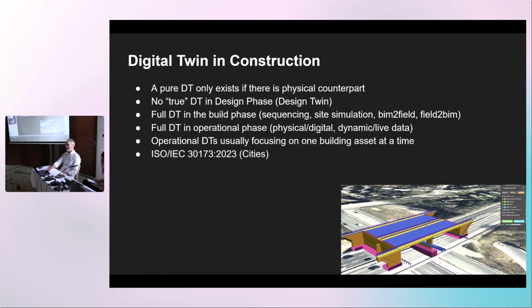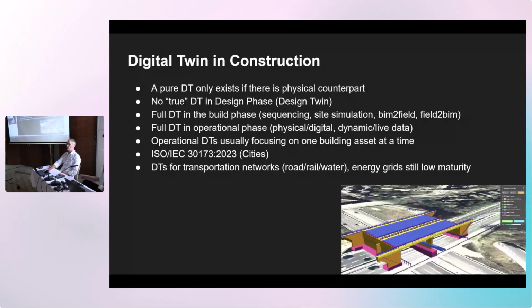All right. There is an ISO norm existing for digital twins for cities where use cases are defined, but that's about it. Digital twins for transportation networks rarely exist or exist on a low maturity level. I'm speaking of road, rail, and water. I will show a digital twin for waterways later on. Energy grids is a very important topic to simulate the energy distribution grids, but still that's in the very beginning.